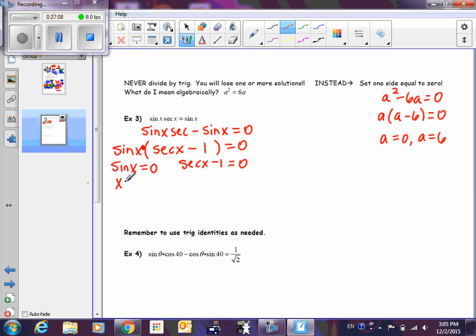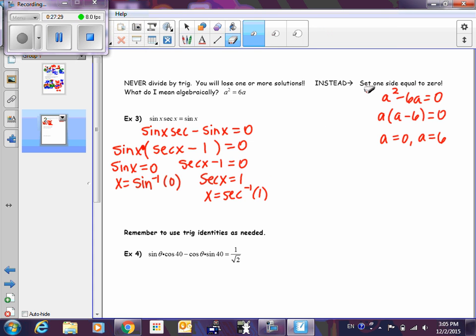So that means that x is equal to arc sine of 0. And what is x equal over here? What would I need to do here? I need to add the 1. And then I would need to do arc secant. Okay, so this one was a little bit weirder.